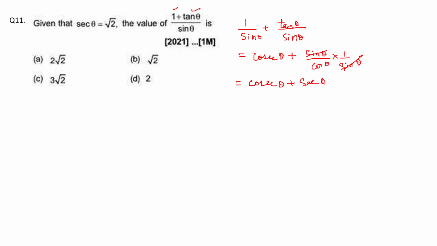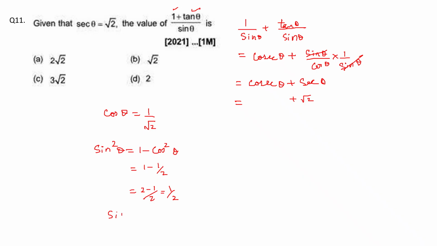Now the sec theta value we already have, it is root 2. Let's find the value of cosec theta. So if sec theta is root 2, cos theta is the reciprocal of that. And if I use the identity, sin square theta is equal to 1 minus cos square theta. So I will get from here 1 minus 1 by 2, which will give me sin theta as 1 by root 2. If sin theta is 1 by root 2, cosec theta is the reciprocal, so it is root 2. So from here I got cosec theta is also root 2. So the answer will be 2 root 2, option A.